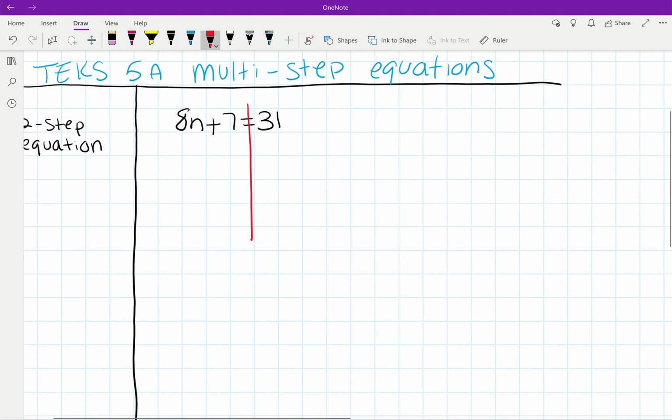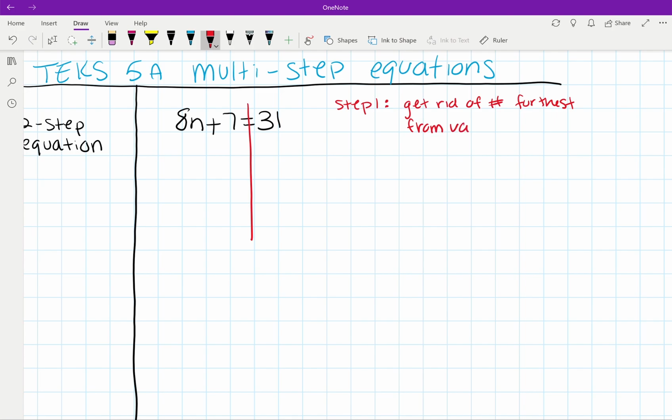So step 1. Get rid of the number furthest from the variable. In this case, that's going to be the positive 7. So in order to get rid of the positive 7, we're going to have to subtract it. So minus 7, minus 7. These cancel, and we're left with 8n equals 31 minus 7, which is 24.